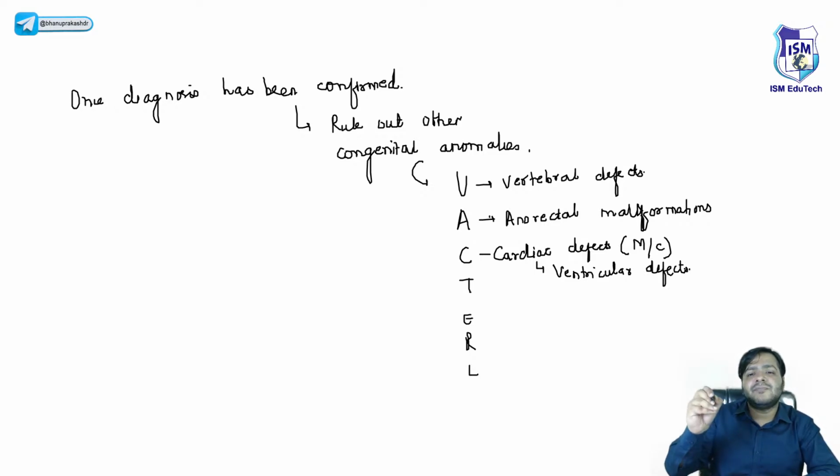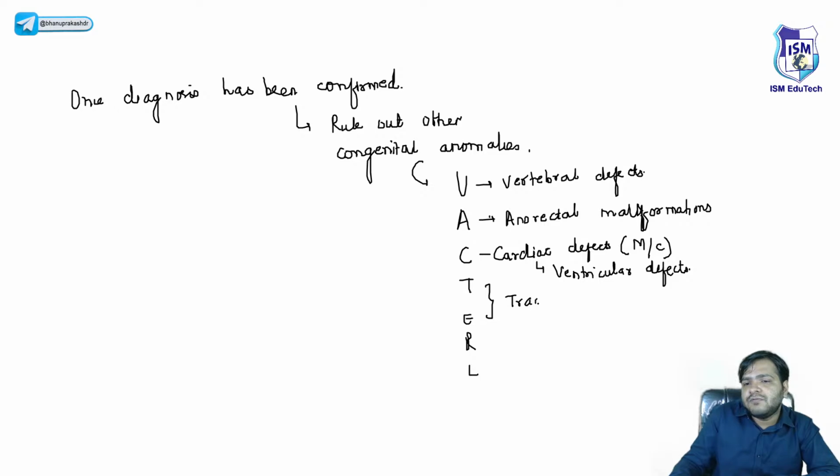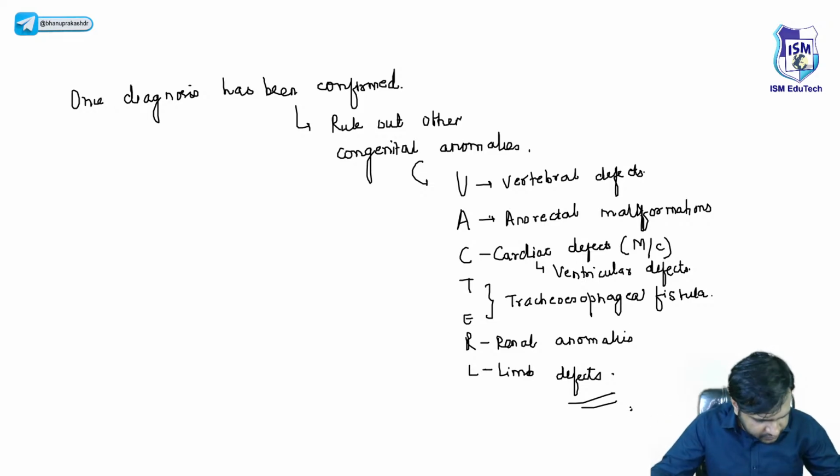Ventricular defects, once the child is born with this particular congenital anomaly, once the diagnosis has been confirmed, it's the duty of the doctor to rule out the other anomalies as well. Now, TE we have already discussed, it is the tracheoesophageal fistula. Renal anomalies, and obviously defects in the limb, limb defects.